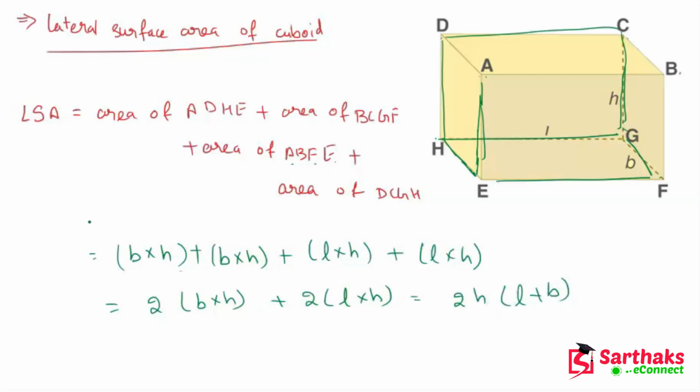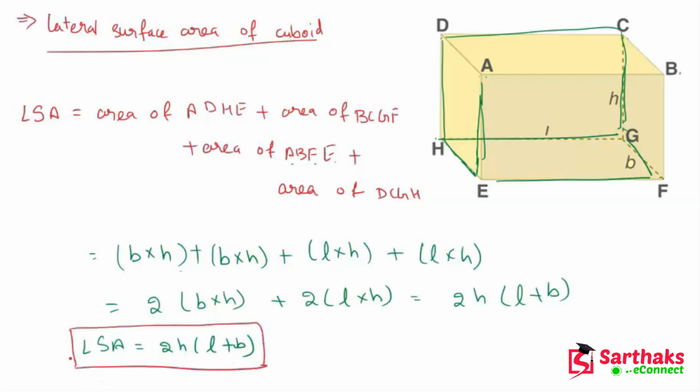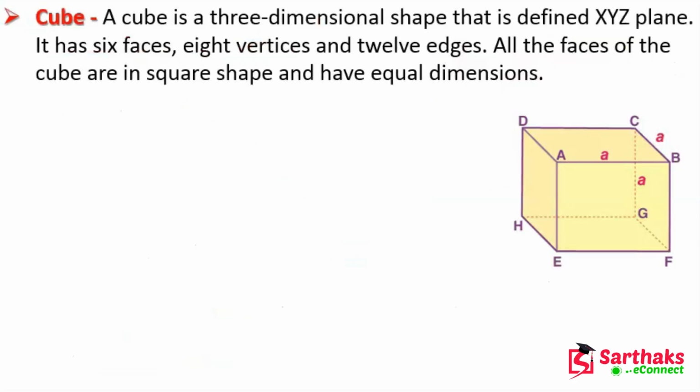So the lateral surface area of a cuboid is 2H into (L plus B). So LSA is equal to 2H(L plus B). This is the lateral surface area of a cuboid. Now let's talk about the cube.